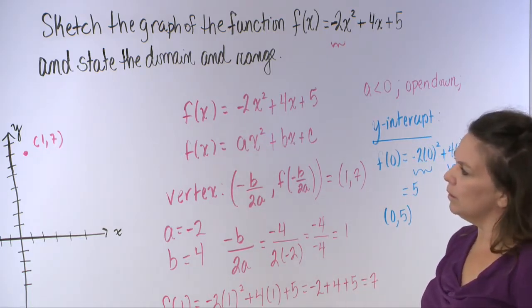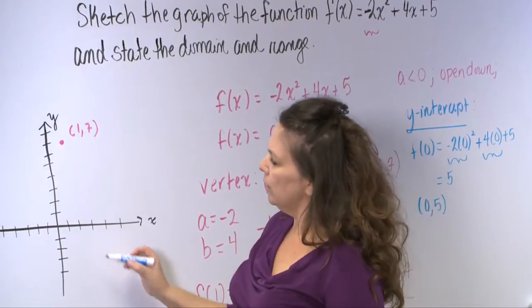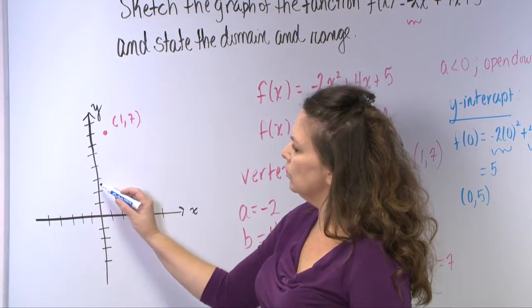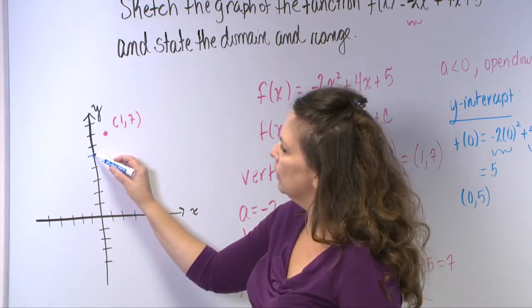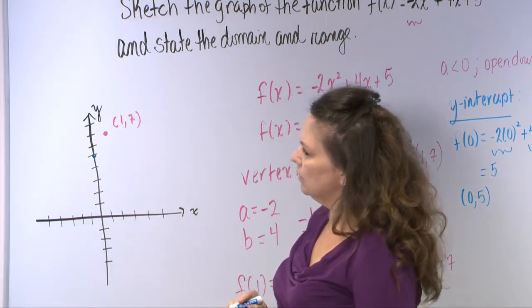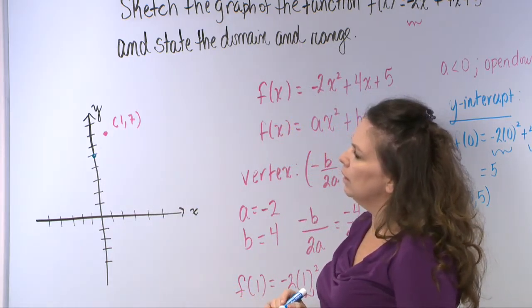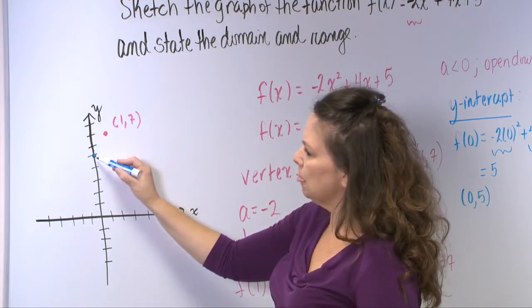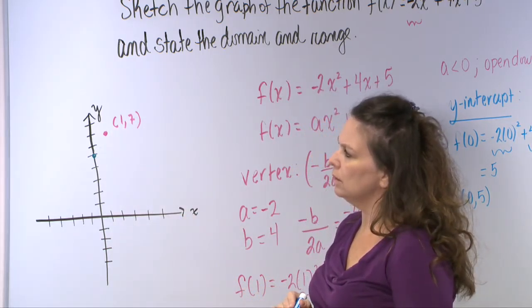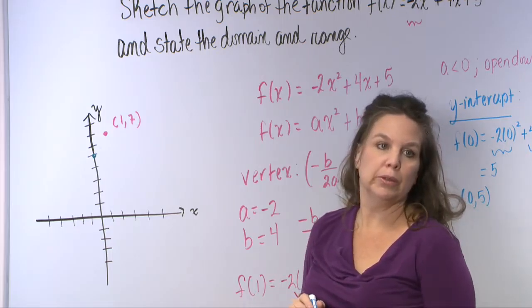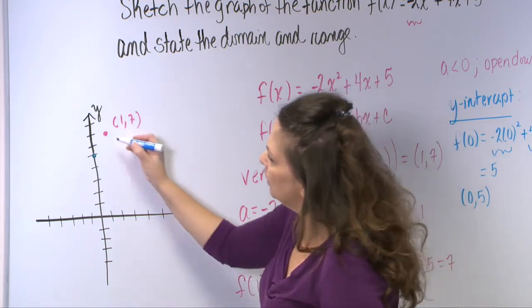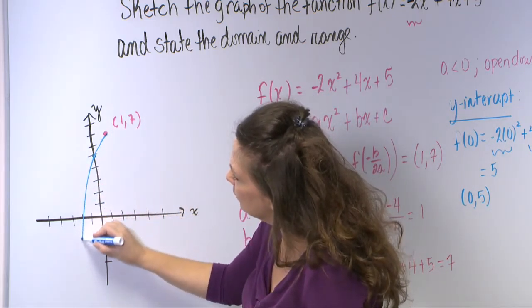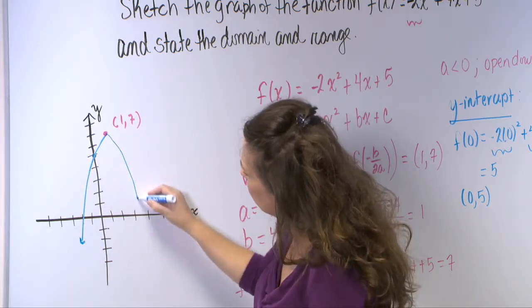So now I'll go ahead and plot the point (0, 5). So I'm here at 0, 1, 2, 3, 4, and 5. So that is the y-intercept. And again, I'm just sketching the graph. So I have the vertex. I have an additional point that the parabola will go through. And I know that it opens down, so in this direction here.